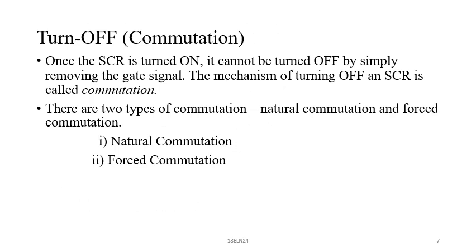The next concept is commutation, and it's also called turn off. The technical word we will use is commutation. Once the SCR is turned on, it cannot be turned off by simply removing the gate signal. If I remove the gate signal, the SCR does not go to the turn off state. So you have to use some mechanism to turn off the SCR. That mechanism is called commutation. The mechanism of turning off an SCR is called commutation.